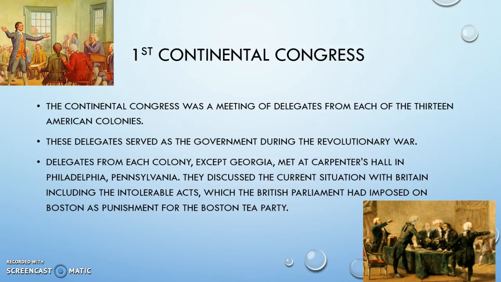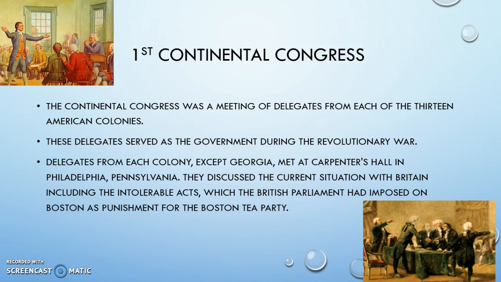The First Continental Congress is another event that happened during the American Revolution. The Continental Congress was a meeting of delegates from each of the 13 American colonies. These delegates served as the government during the Revolutionary War. They got together and said, hey, we got to do something about England. So this was basically our first little form of government or people taking control or showing leadership in the 13 colonies.